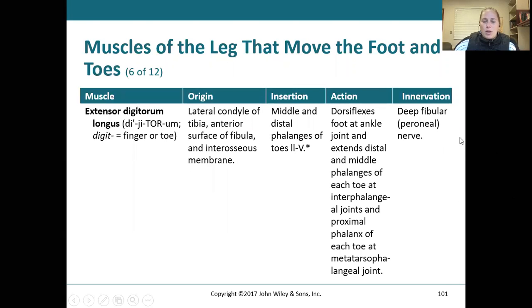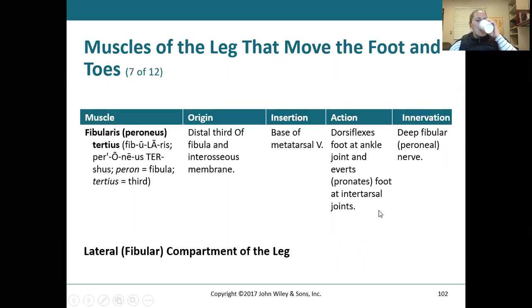Okay, extensor digitorum longus dorsiflexes the foot at the ankle and extends the distal and middle phalanges of each toe at the interphalangeal joints and the proximal phalanx of each toe at the metatarsophalangeal joint. And the fibularis dorsiflexes the foot at the ankle joint and everts, pronates the foot at the intertarsal joints.